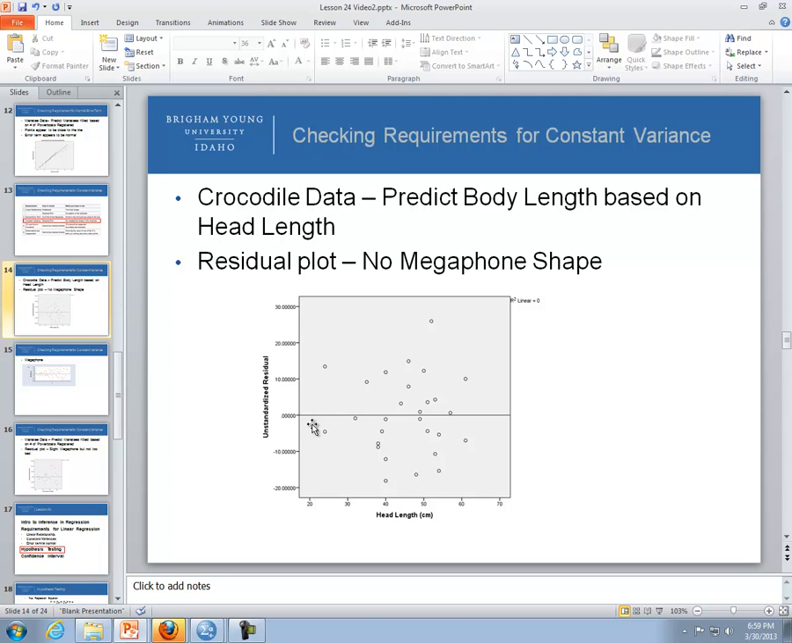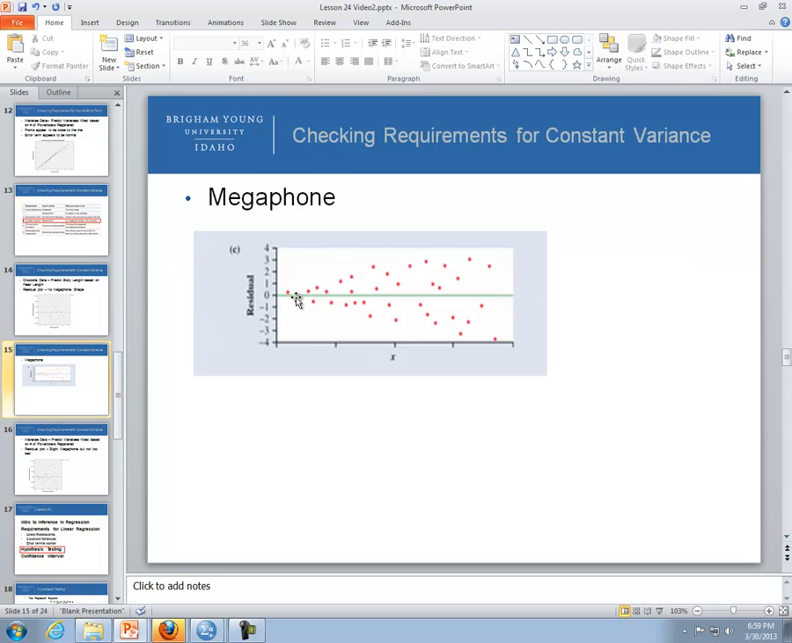Now here's what I mean by megaphone shape. If the variance from the center starts out small but then it fans out, that would be a megaphone shape. Now in this case, it doesn't look to be a megaphone shape. It seems to be across the board. The variance is about the same. But here's what it looks like when you have a megaphone shape. It starts off small on the left, and then it fans out to where you have a megaphone. If we have that, then we cannot assume constant variance.